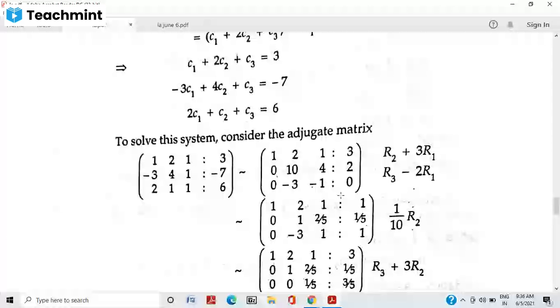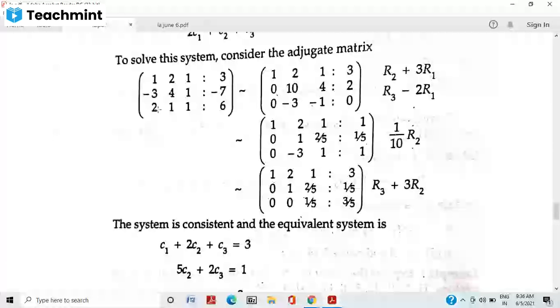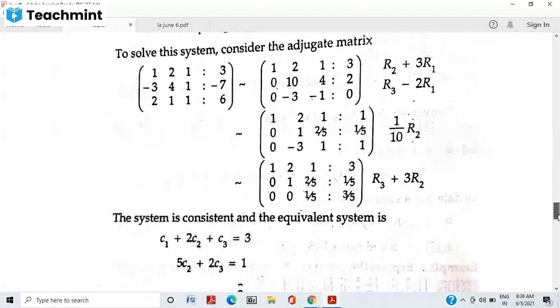Then we reduce that into row reduced echelon form. We will make these two elements, minus 3 and 2, zero. After getting that, we change that 10 into 1. For that we divide it by 10. Then after getting that, we have to make that, here we should change that one. We should change that equation R3. Then after reducing into row reduced echelon form, again we will convert into equations.